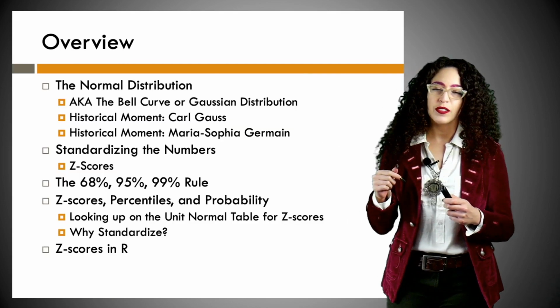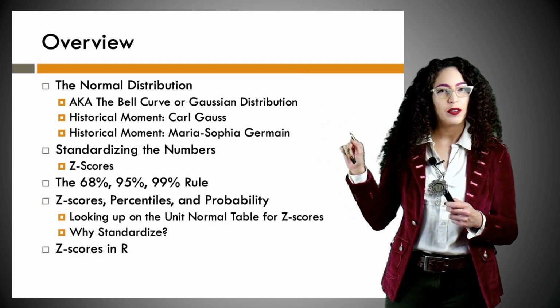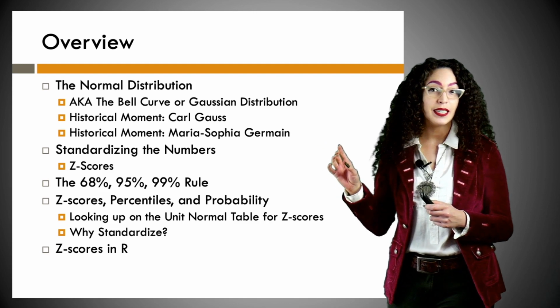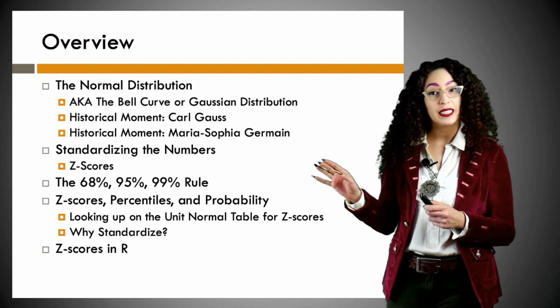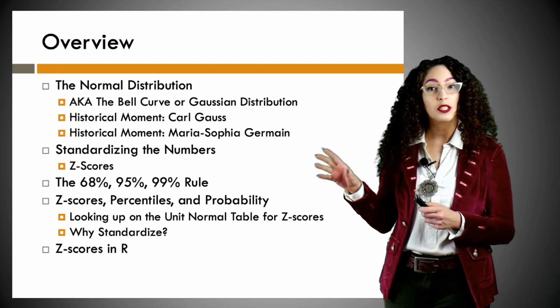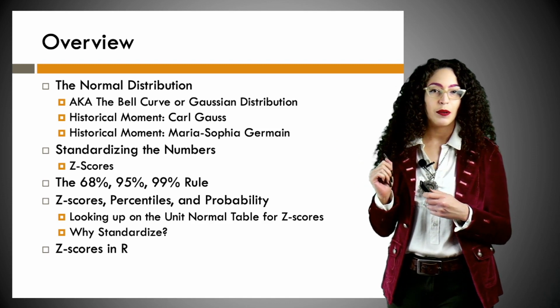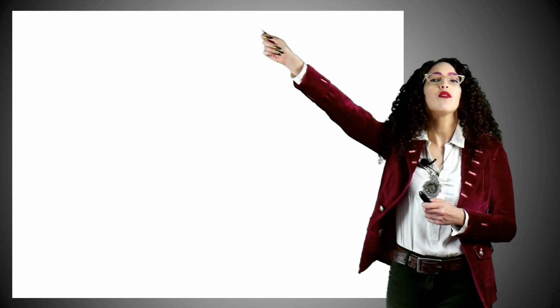Here's our brief overview, of course. We are going to talk about that normal distribution, have a few historical moments. Then we're going to talk about standardizing the numbers with z-scores. We're going to talk briefly about the 68, 95, 99 rule. Then we're going to see how z-scores, percentiles, and probability all work together. And we'll have a quick moment for z-scores in R. So let's carry on, everyone.